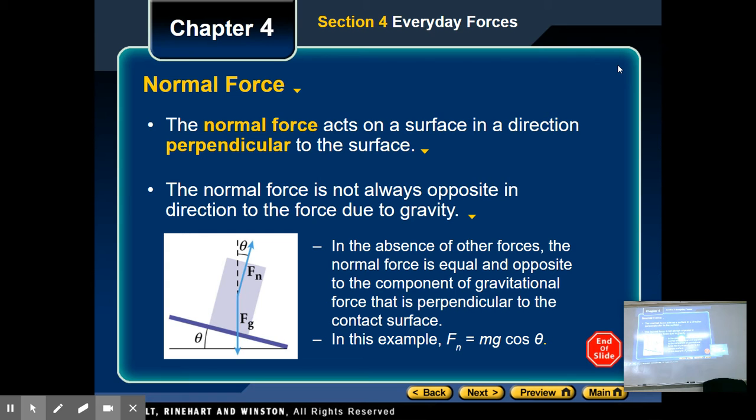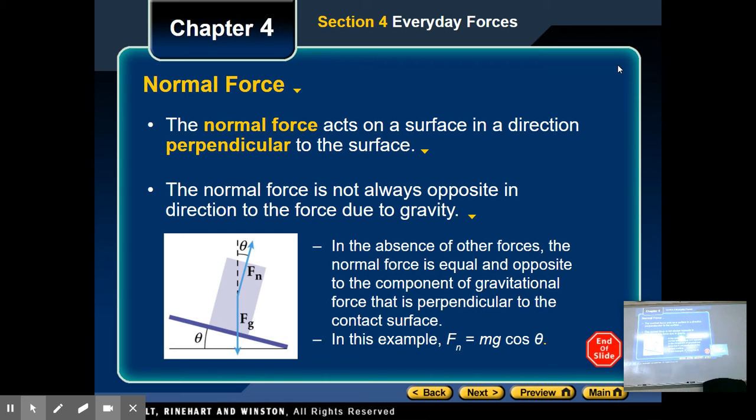So in the absence of other forces, the normal force is equal and opposite to the component of gravitational force that is perpendicular to the contact surface. So if we ever had to calculate a situation like this image over here, to calculate normal force, we simply take mass times gravity times the cosine of theta. That's your slight adjustment to that equation.